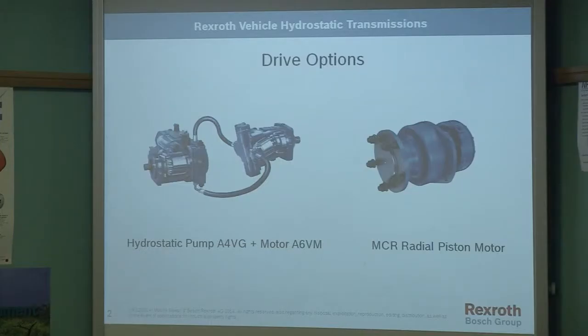Generally, bent axis units, whether they're motors or pumps, are more efficient than swash plate, but you can't have a through drive on a bent axis pump, so most transmission pumps are swash plate, whereas if they're driving a high-speed motor, ideally it's bent axis, but there are swash plate motors as well. So these are the 2 drive options for the particular vehicles I'm looking at, the small compact vehicles.